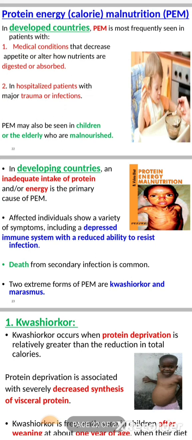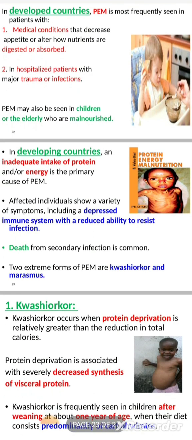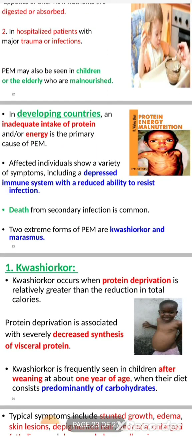In this case, those affected show a variety of symptoms, including a depressed immune system and reduced ability to resist infection. Low immunity, a compromised immune system, means you are exposed to infection, especially in developing countries. The extreme forms of PEM are kwashiorkor and marasmus.